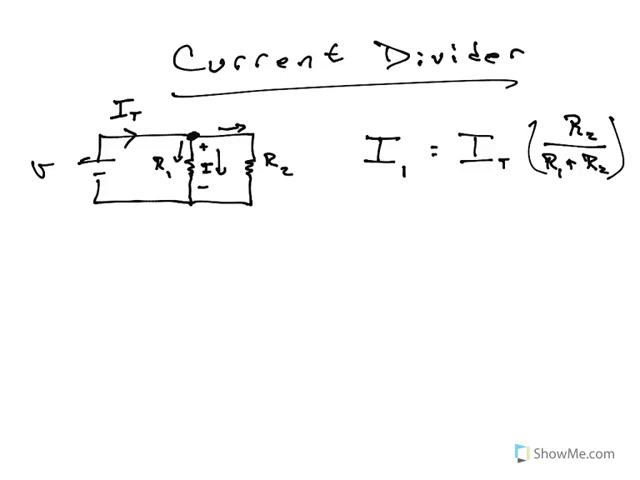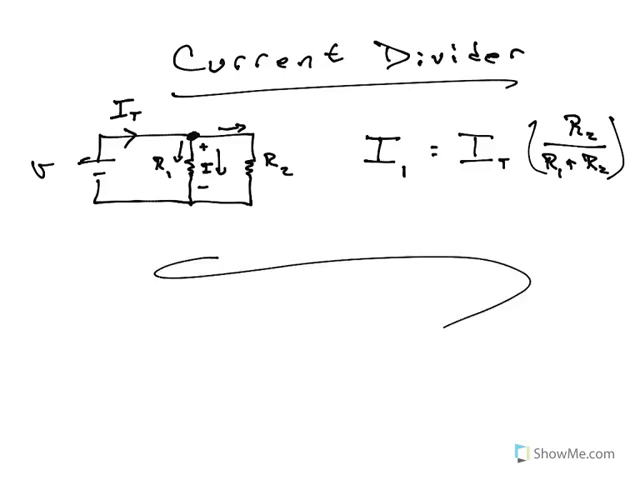If you want to know how much current is split or divided among the branches, this branch is going to get a certain amount. That branch is going to get a certain amount. If you add them together, that's the total current. So how much goes through branch 1? Well, it's branch 2 over the total times the total current. And vice versa. If you want to know how much current goes through R2, then it's R1 over R1 plus R2 times the total. Okay?